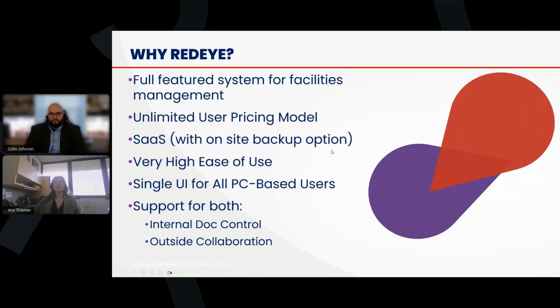So some of the features of why universities like the University of Texas and Brown University, and others, are looking at and going to RedEye in their facilities area is that it is a full-featured system for facilities management. Also, from a cost and a management standpoint, RedEye has an unlimited user pricing model. So if you want to expand the number of users, or have difficulty just getting a count of how many users you're going to have over your campus, that's not anything you worry about.